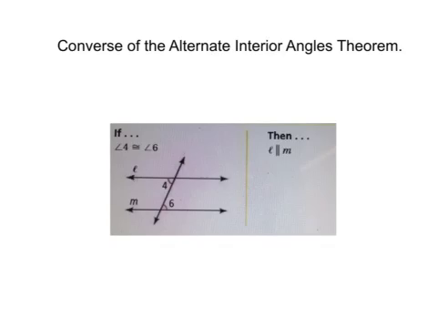The second theorem that we talked about was the alternate interior angles theorem. And we know that alternate interior angles are on opposite sides of the transversal and in the interior. So this theorem says if two lines and a transversal form alternate interior angles that are congruent, then the lines are parallel.